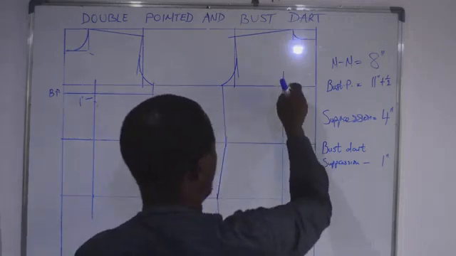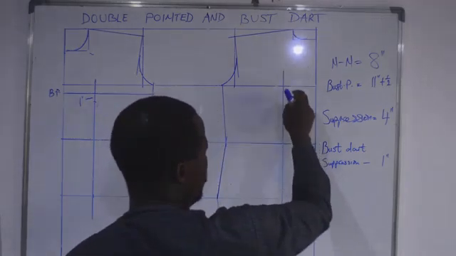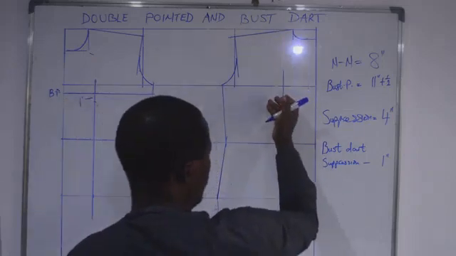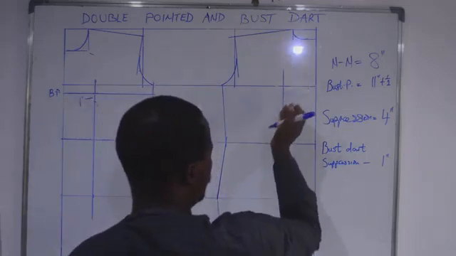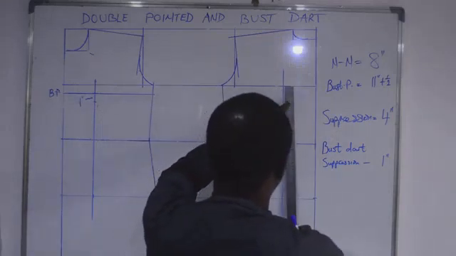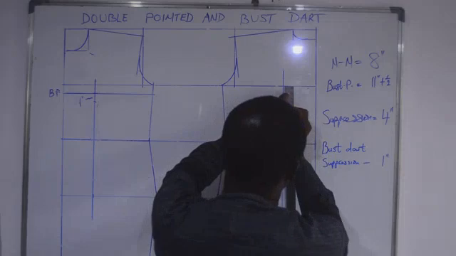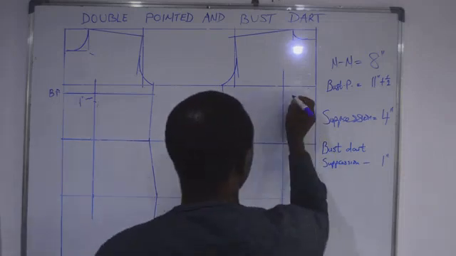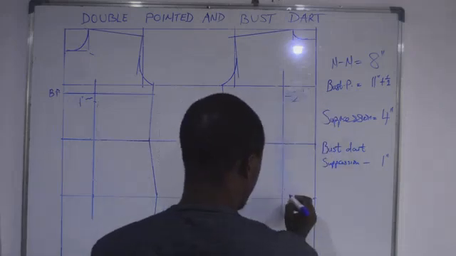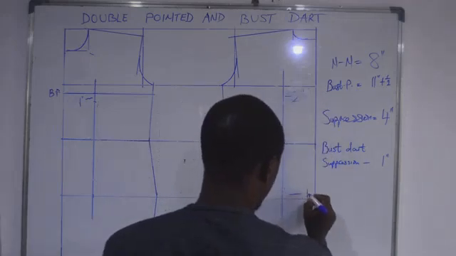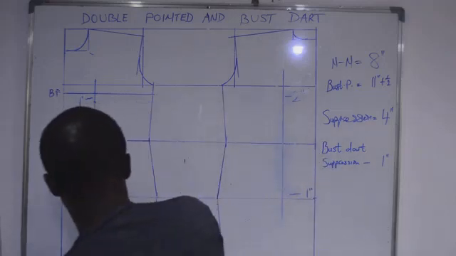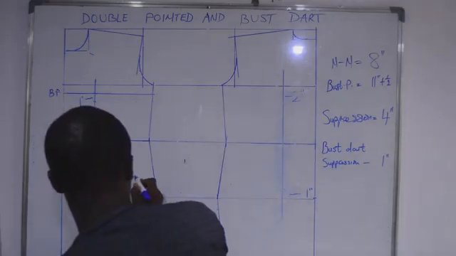And here we don't have the bust, so we don't need to mark the bust points on this line. All you need to do is just to move away from the bust line by 2 inches. 2 inches away from here, whereas this part is 1 inch because we are emphasizing that part. This one also is 2 inches.